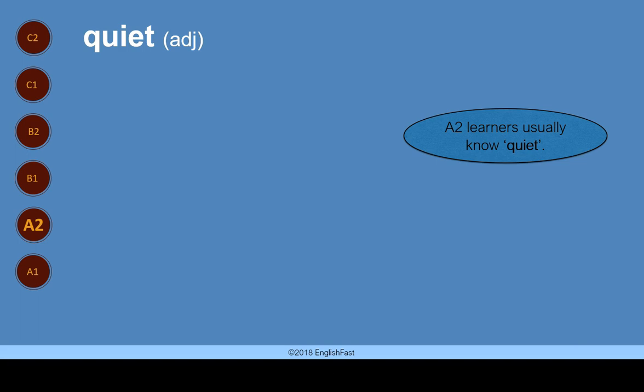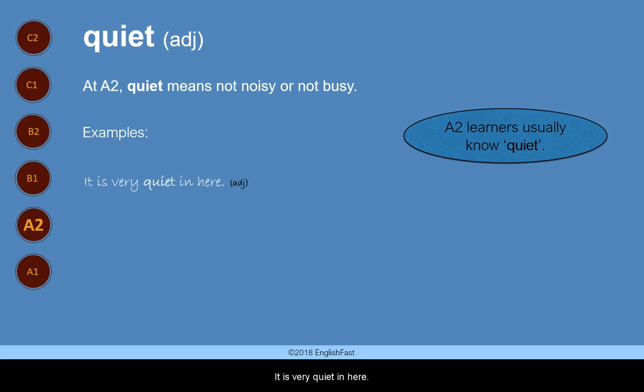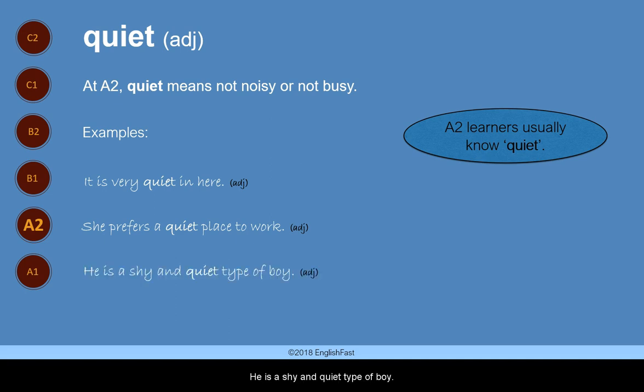Quiet. Quiet is an adjective. A2 learners usually know quiet. At A2, quiet means not noisy or not busy. Here are some examples. It is very quiet in here. She prefers a quiet place to work. He is a shy and quiet type of boy.